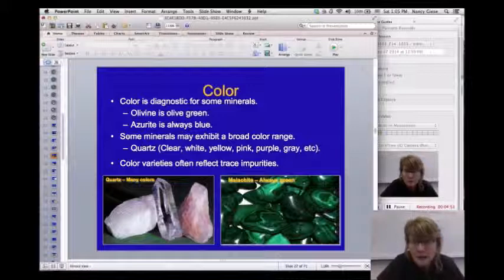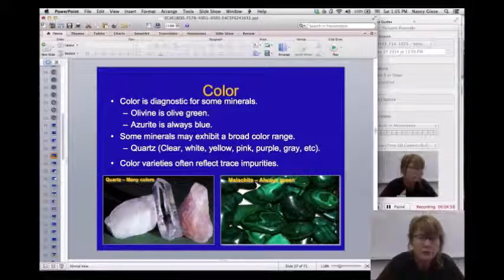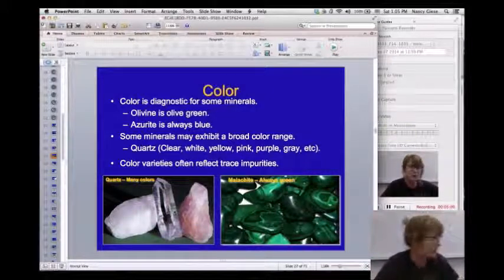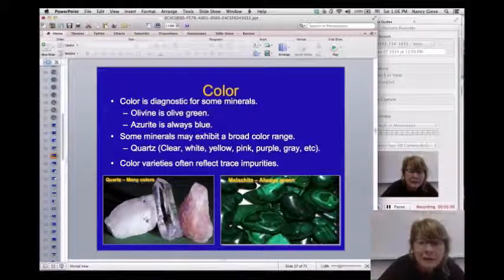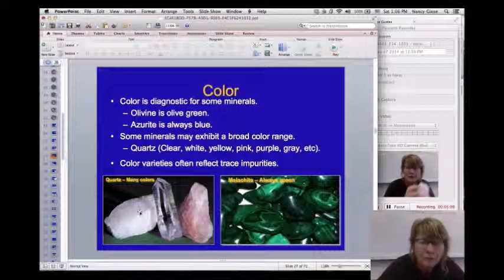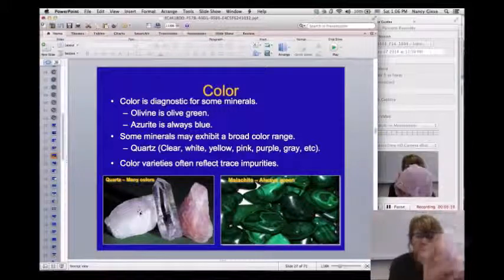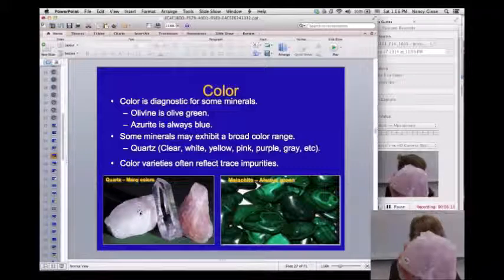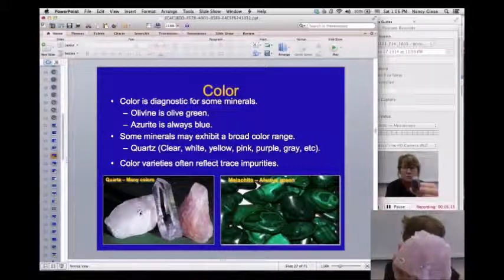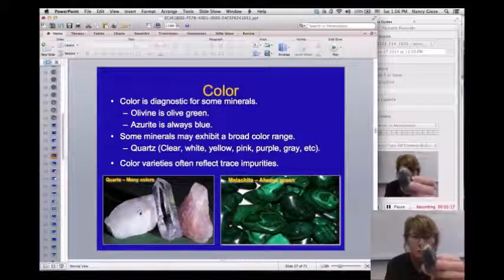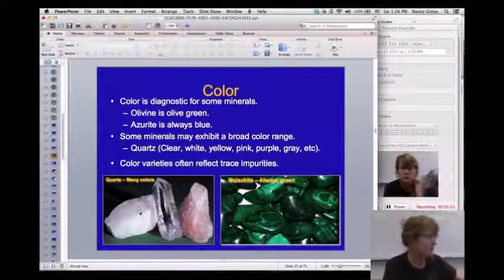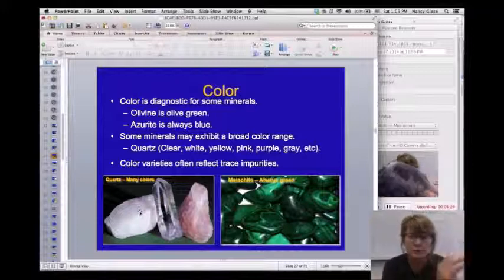But sometimes a single mineral may come in a variety of colors. As you can see in this photo here, there are a few examples of quartz. Quartz is a very common mineral. You see quartz probably almost every day, if not every day, and often it will look like this. Sometimes it's a really nice rosy pink color. Sometimes it's a smoky brown color. It can be this really nice amethyst purple color.